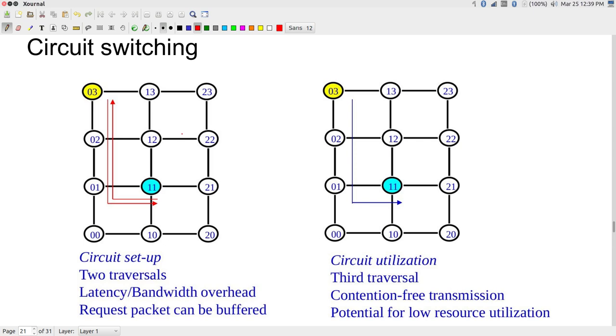It has all that setup overhead, which basically says that once you have done this, after that comes the second part where you actually transfer the data.